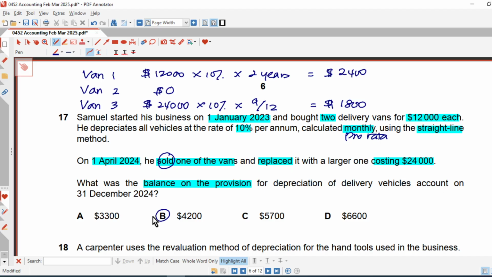Right, so don't go and do a depreciation for van 2 because it's sold off. Don't waste your time. It's sold off. The balance would have been 0. You would have transferred everything to the disposal account.